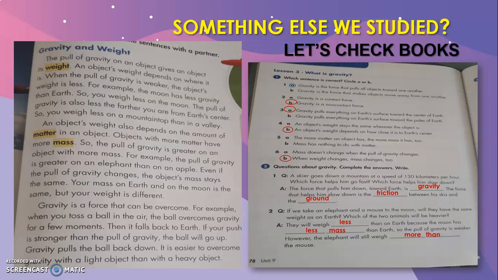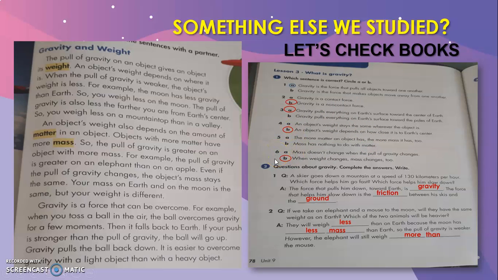Oh my God, I forgot to circle these. The more matter an object has, the more mass it has too. And mass has nothing to do with matter. The correct option is letter A. Okay? The more matter an object has, the more mass it has too. It's relative, one to the other, right?